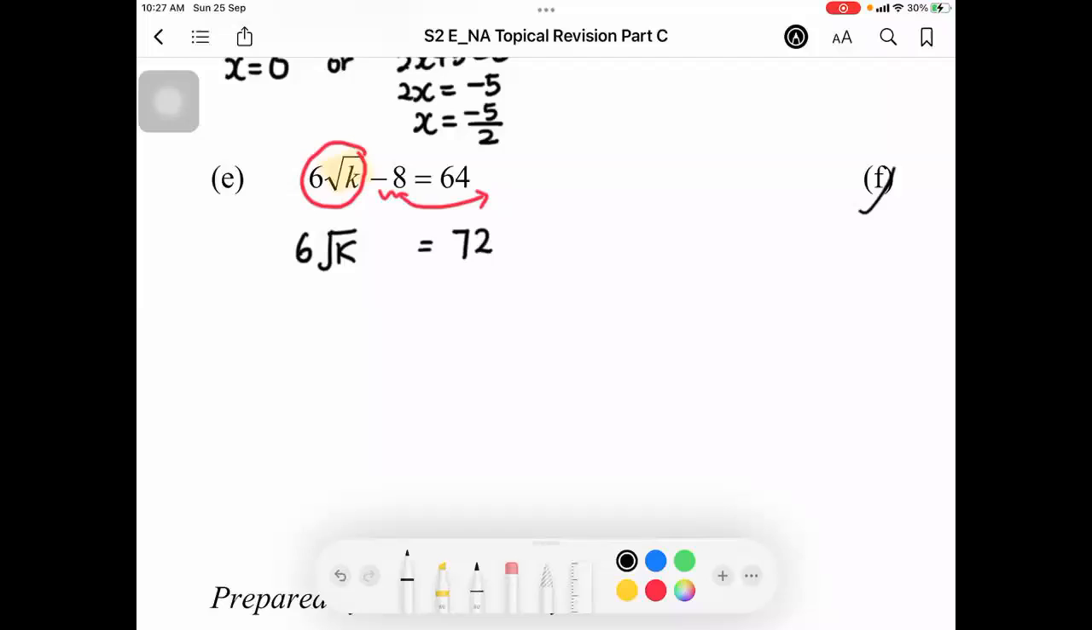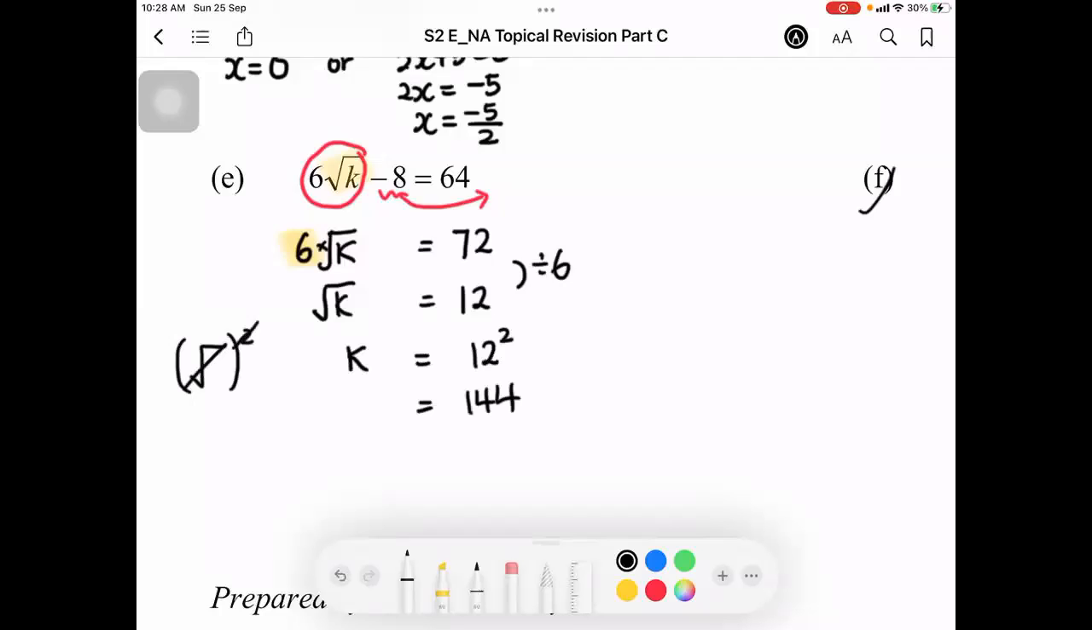Next, which one do we deal with? Deal with the outermost enemy first. The outermost is actually the number 6. This is 6 times square root k. I want to undo 6, so I divide by 6. 72 divided by 6 gives me the number 12. To undo the square root, yesterday we mentioned, right? To undo square root, we square both sides. When the square root and the square meet, they cancel, so I'm left with just k. Then I need 12 squared, which is the answer 144.